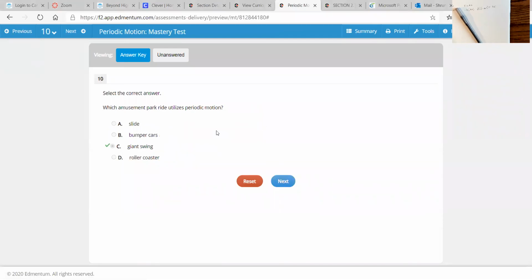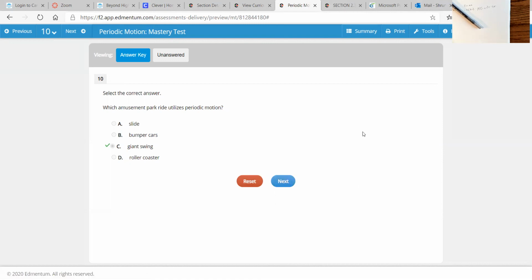And last question, which amusement park ride utilizes periodic motion? So in the lesson, we talked a lot about swings, right? So pendulums have periodic motion. They go back and forth, back and forth. Springs, they go back and forth, back and forth. But in this case, the giant swing has a periodic motion.